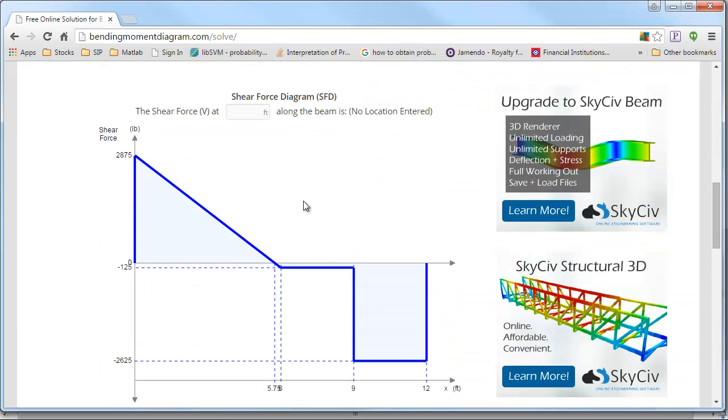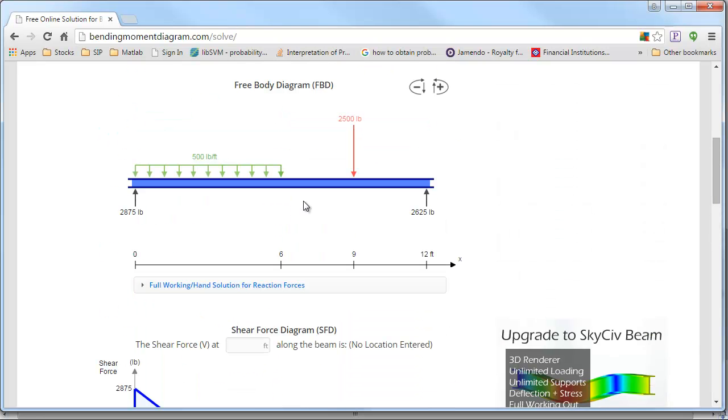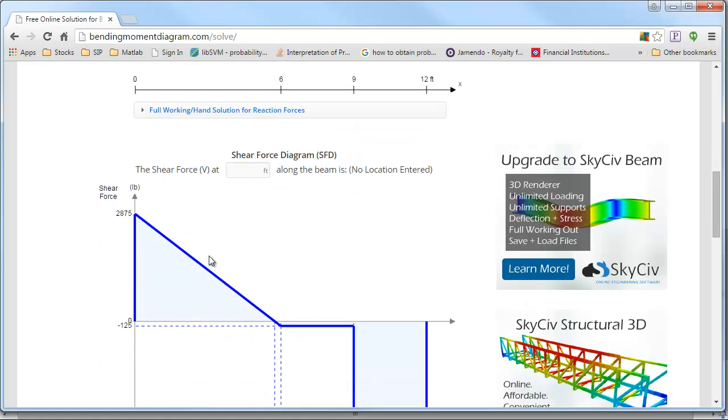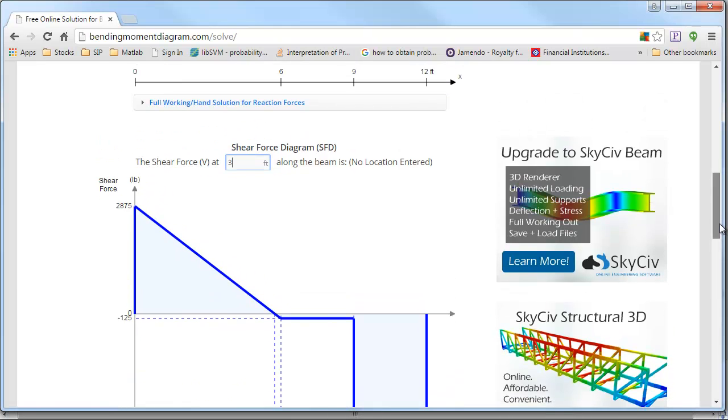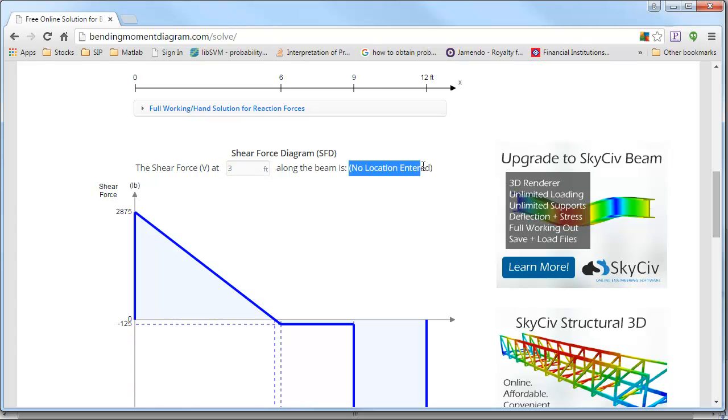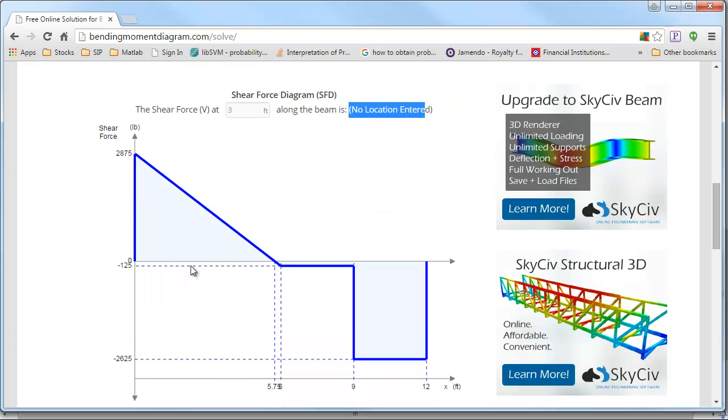Okay. Interesting. So, first of all, where was our point C? It was at 3 feet. So you run down here to 3 feet. I tried this before, and it didn't do anything. Shear force diagram. The shear force at 3 feet along the beam. And it says no location entered. Let me hit the enter. I can enter that, but it keeps saying no location entered. Can't really do that. So I've got to sort of guess.